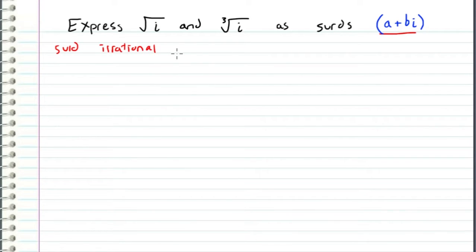And what I mean by that is basically it's just left in radical form. For example, the square root of 2 is a surd, although the value of this is an irrational number. So let's consider a complex number z, and let's let it equal the square root of i. And let's also let this variable z be of the form a plus bi.